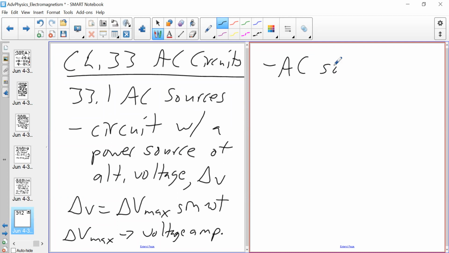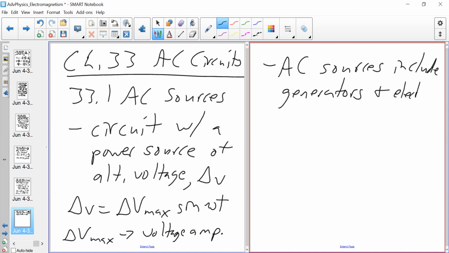So AC sources include generators, which I'm buying one today, and electrical oscillators. Just anything that you can build that has an oscillation of electricity, and create antennas. Could be electrical oscillators. Okay.